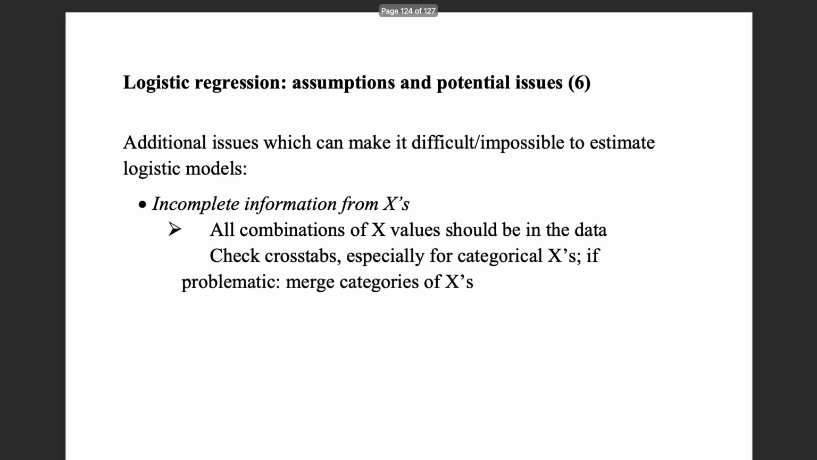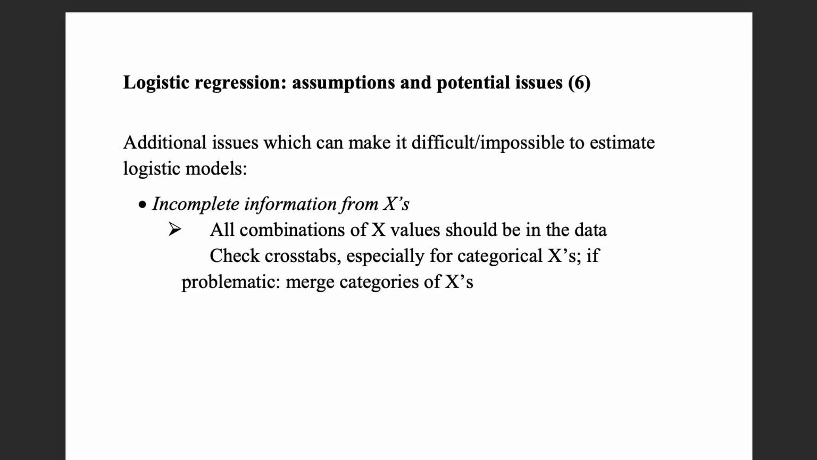Well, if that is an issue, I would say always check the cross tabulations of all your categorical variables in particular. So if you have lots of variables like gender measured in categories, socioeconomic status measured in categories, religious discrimination measured in categories, then do cross tables of all your categorical X variables and see if there are any kind of combinations that aren't present in the data.